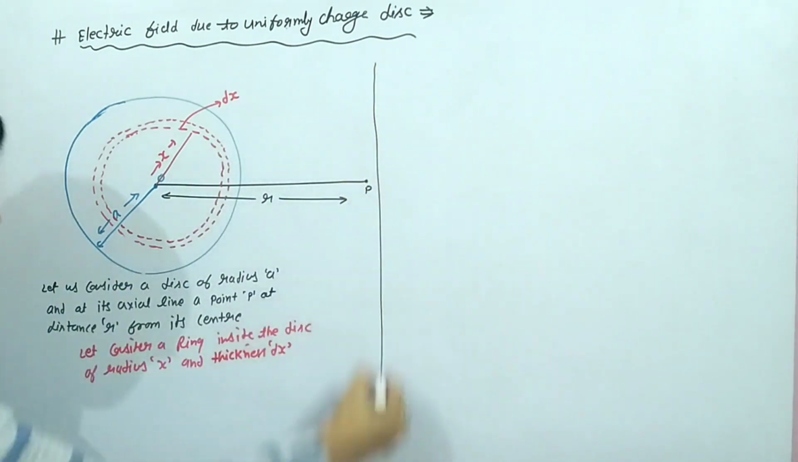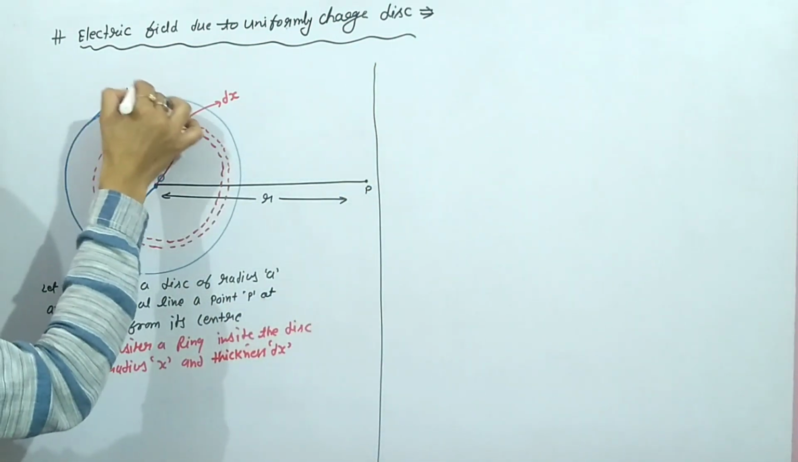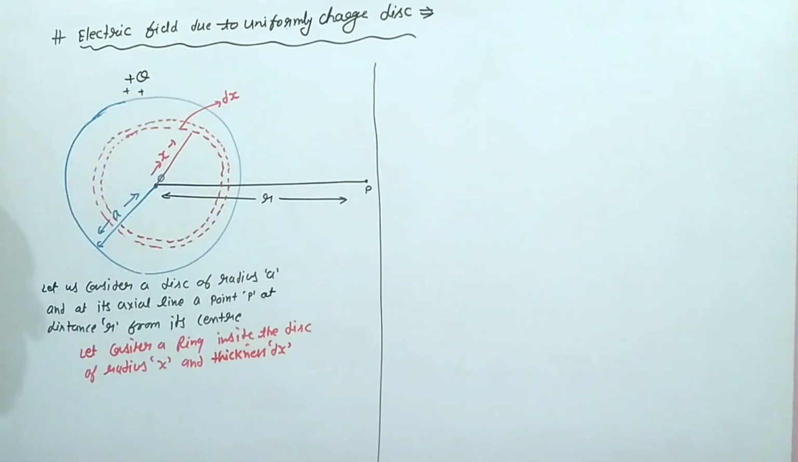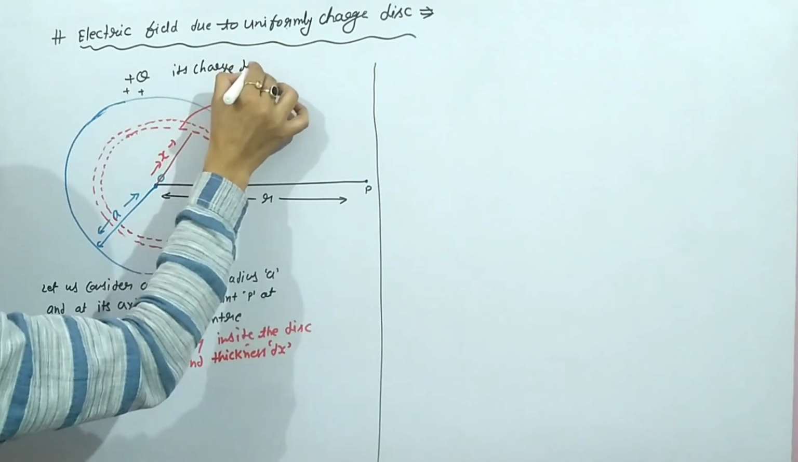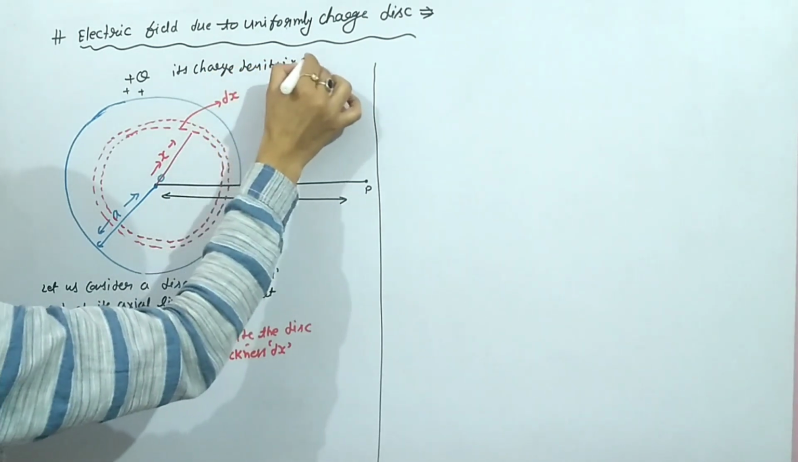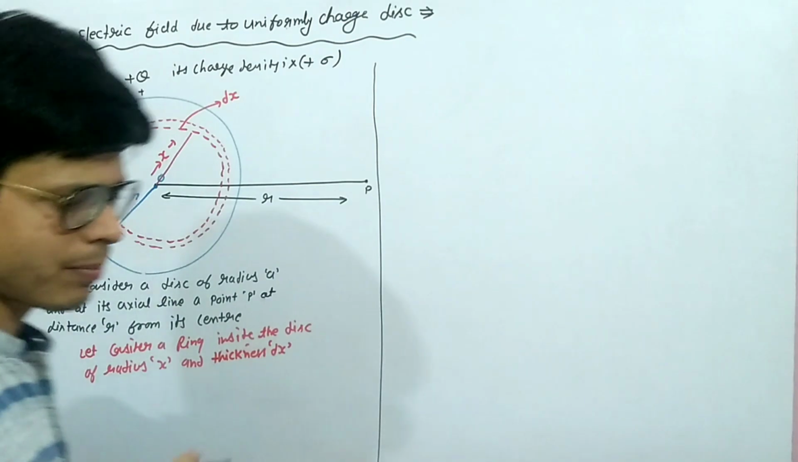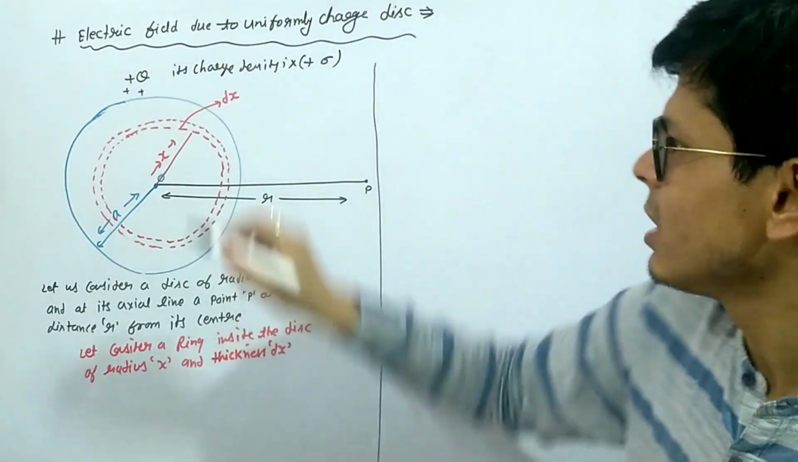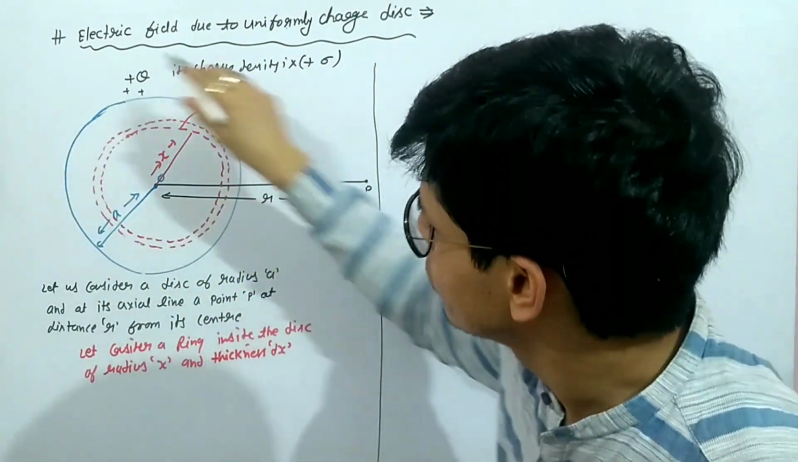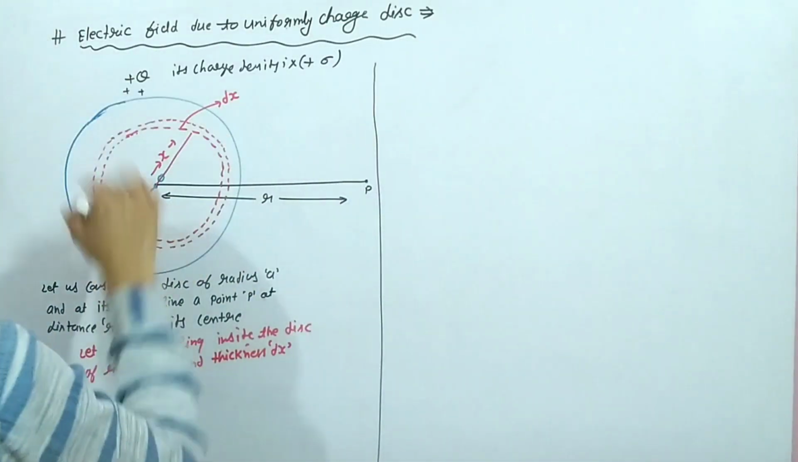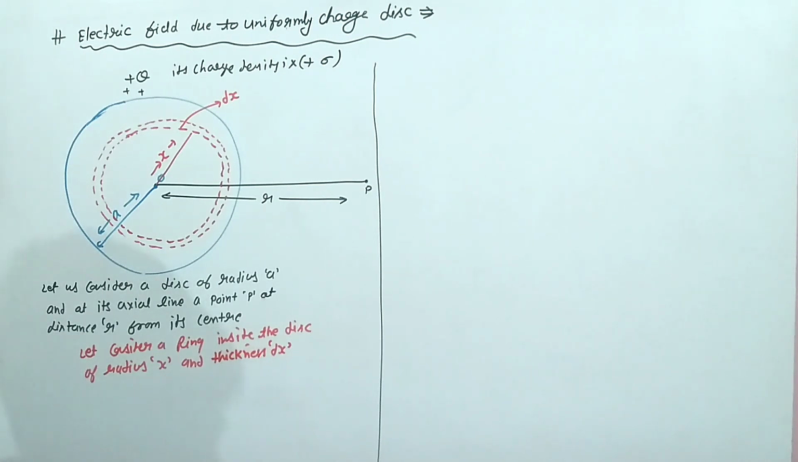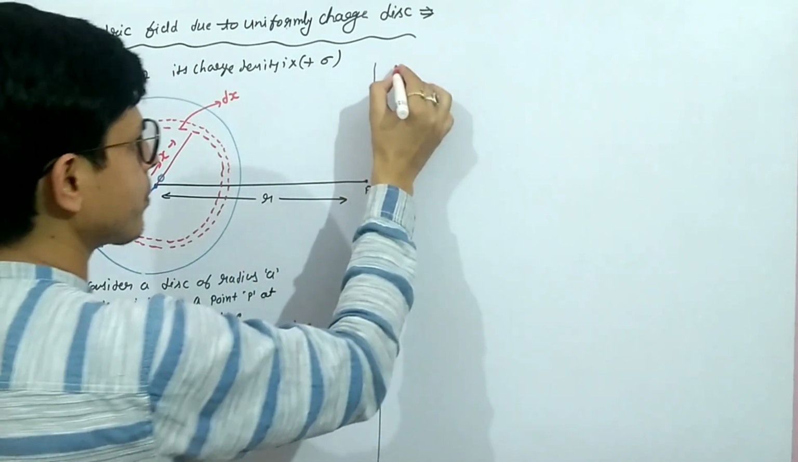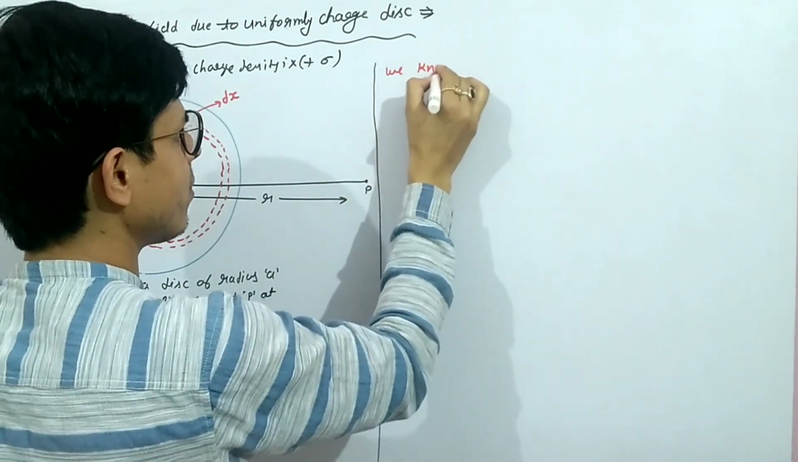Now we all know, if we charge this disk properly, let the charge given be Q and its charge density be plus sigma. What is the charge density of the disk? Plus sigma. Why sir plus sigma? Sigma is the surface charge density. The charge will distribute on its surface. पूरे surface पर charge distribute होगा. So let the total charge be plus Q.